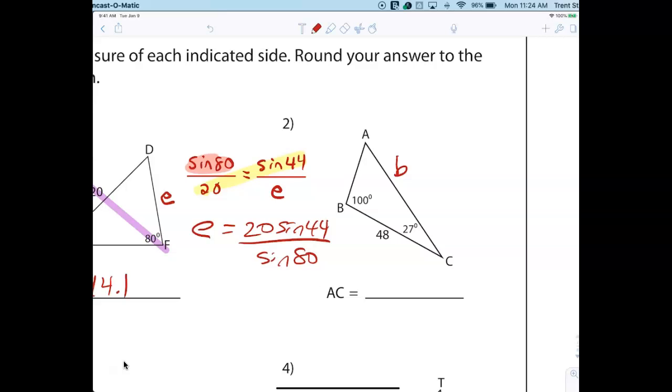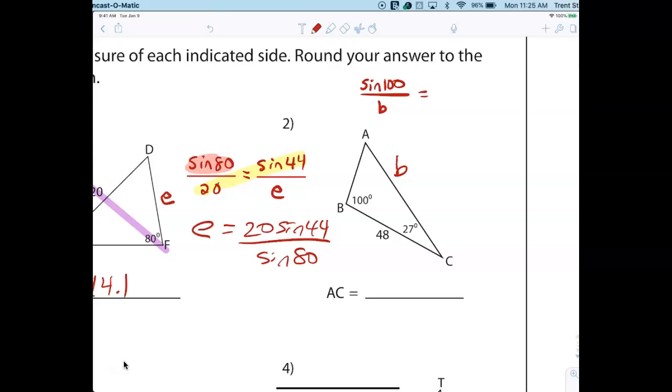Anytime you're doing an angle, there's got to be a trig function. Sine. So we're going to write sine of 100 over B. Now, I have to know an angle and a side. Sine 53. Does everybody see this?